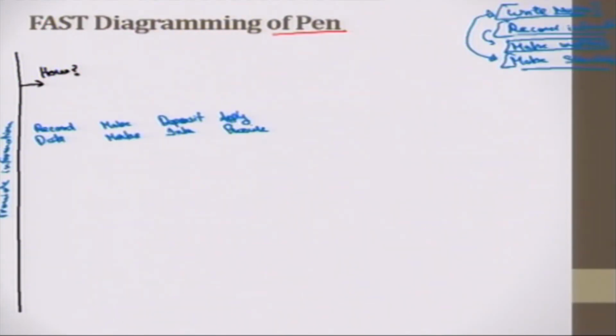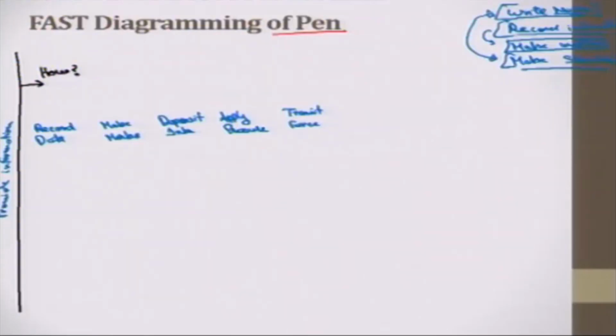So when the pressure is here, we can also put the function here: transmit force. How do we apply pressure? We transmit force, a little force on the pen so that the pen is able to write. A little pressure. Okay, so it is transmitting force here.